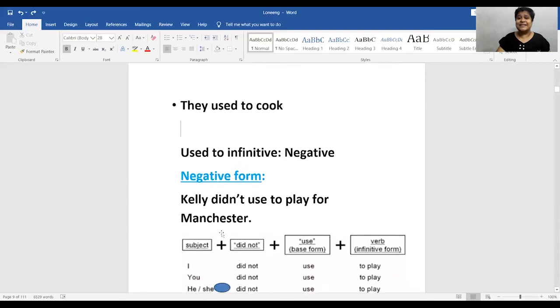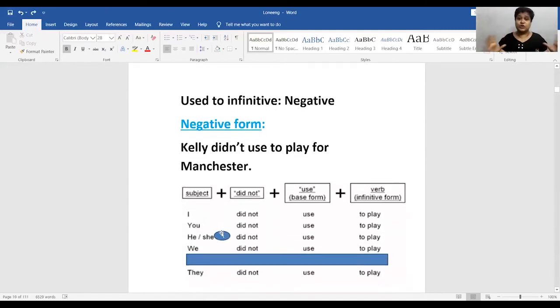Now let's take a look. Now that you know how this structure works with the verb "used to" and the infinitive verb in the past tense, let's take a look at the negative form. Okay, so negative is nothing but a sentence given in the negative form and not any affirmative or positive form. Affirmative and positive are synonyms, and synonyms mean words that have the same meaning but are different words. All right.